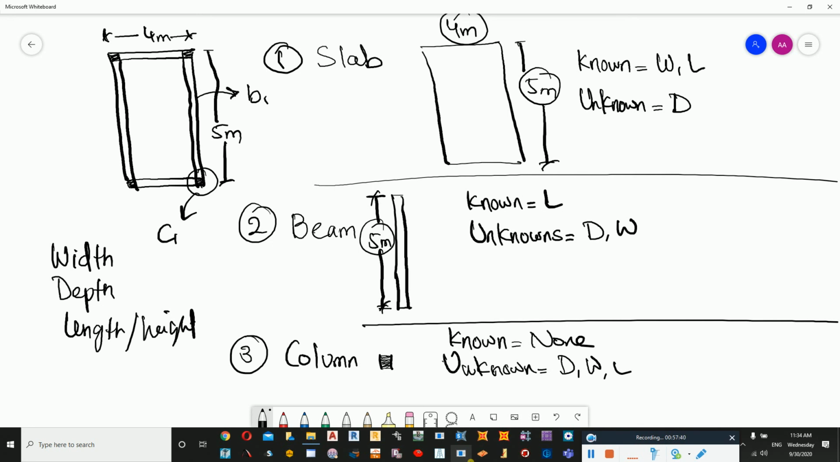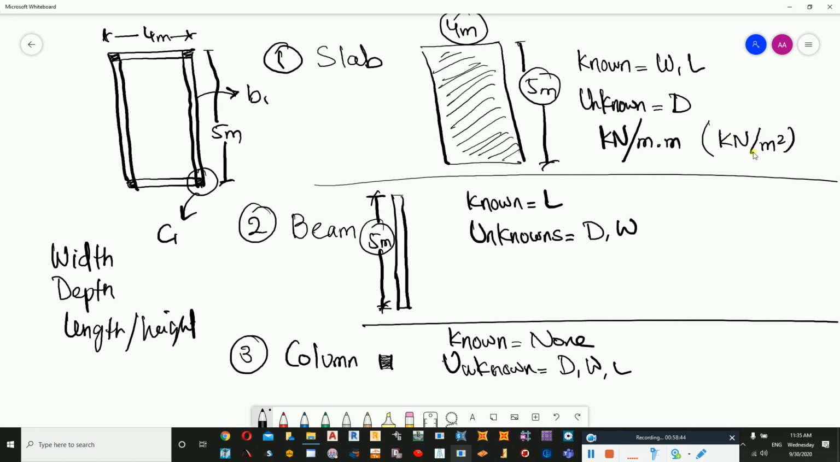Now, my unit of loading for anything, we use metric, and the unit of loading is kilonewton. For any element, I can load the element according to the known dimensions. I cannot divide it by something which is unknown. So for the slab, I can divide my load into the known dimensions, which are the length and the width. I'm going to divide it into meter for the width, meter for the length. So it's going to be kilonewton per meter square.